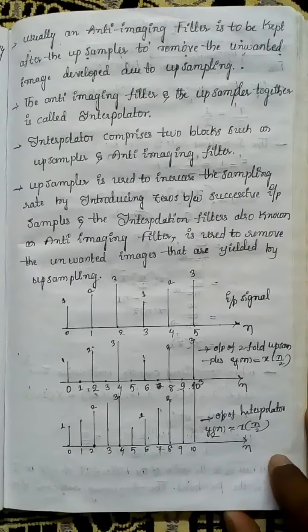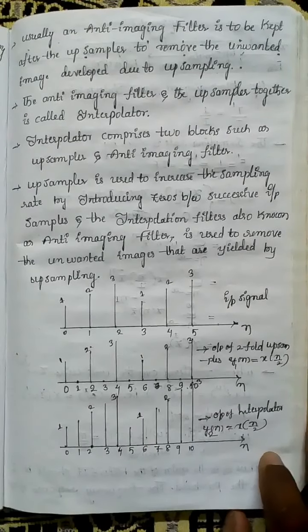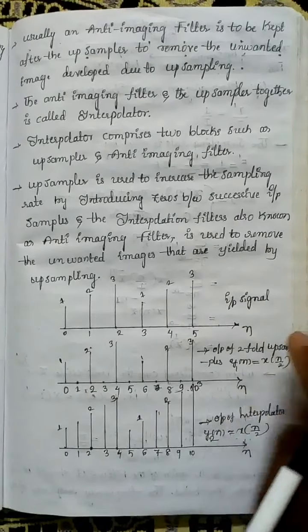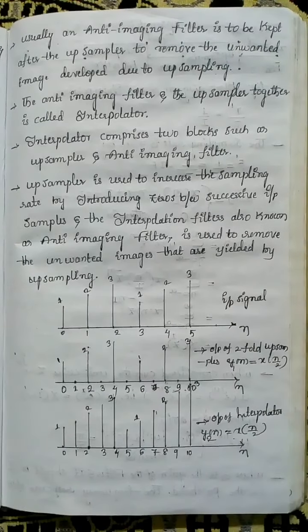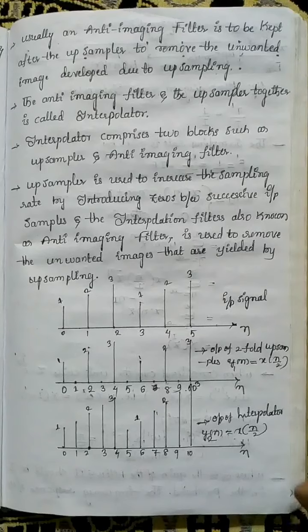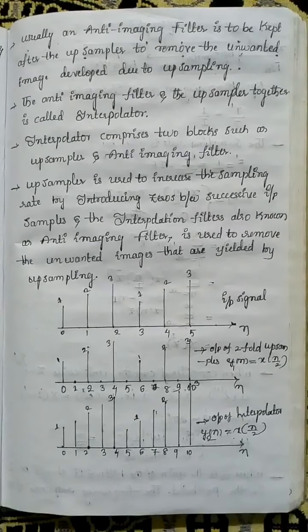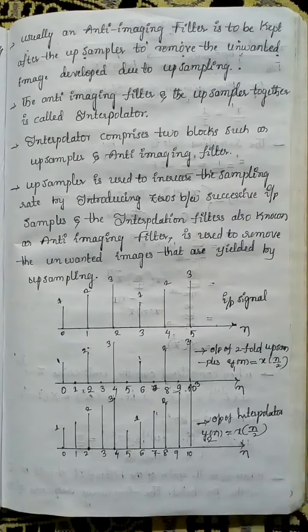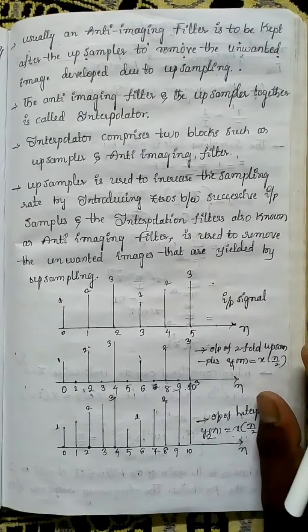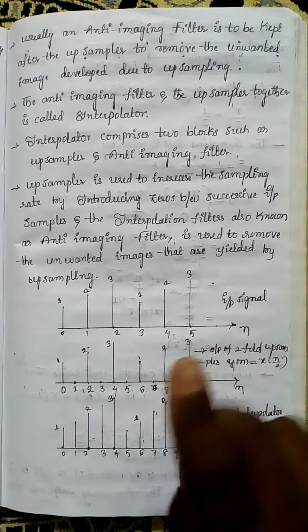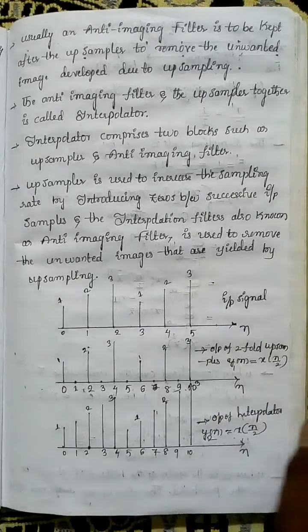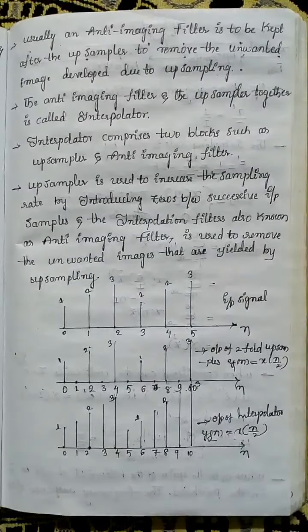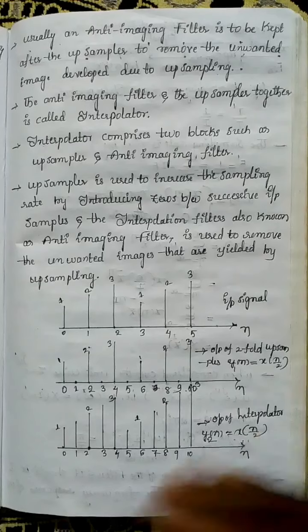Usually an anti-imaging filter is kept after the upsampler to remove the unwanted images developed due to upsampling, whereas in downsampling we use an anti-aliasing filter. Remember that the anti-imaging filter and the upsampler together are called an interpolator. Next, the interpolator comprises two blocks, the upsampler and the anti-imaging filter. Clear? The upsampler is used to increase the sampling rate.